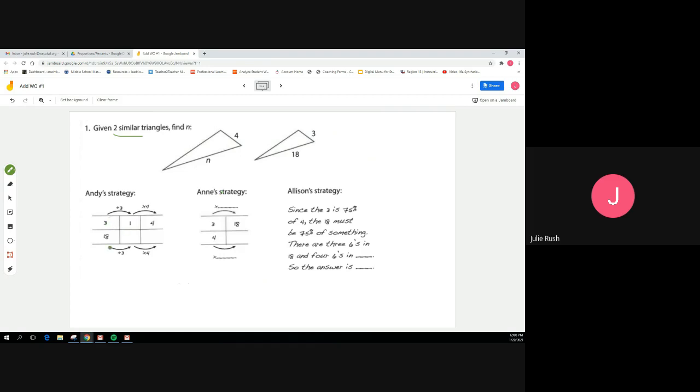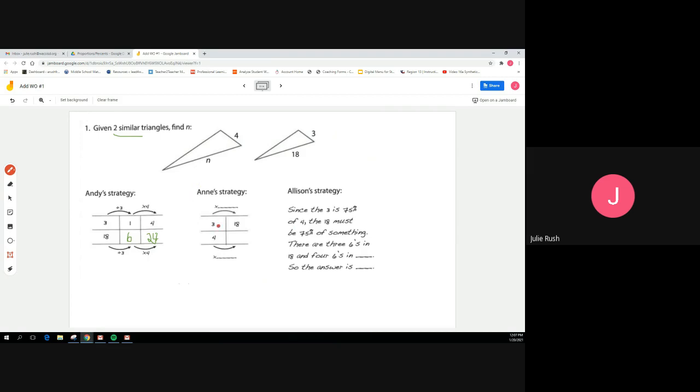Andy started with 3 and 18, and then he took it down to 1 by dividing by 3. So we're also going to divide 18 by 3. That gets us to 6. And then he knew he had to get to 4. And so then he did 1 times 4 to get 4. And so we did 6 times 4 to get a side length of 24. Looks pretty good. So we're going to work out Anne's strategy and Allison's strategy, and then we'll compare them, okay?